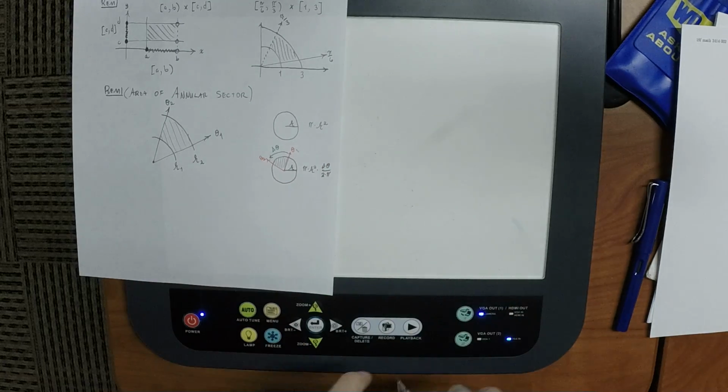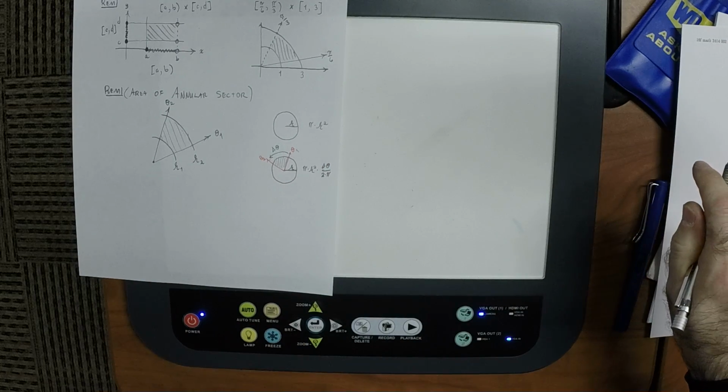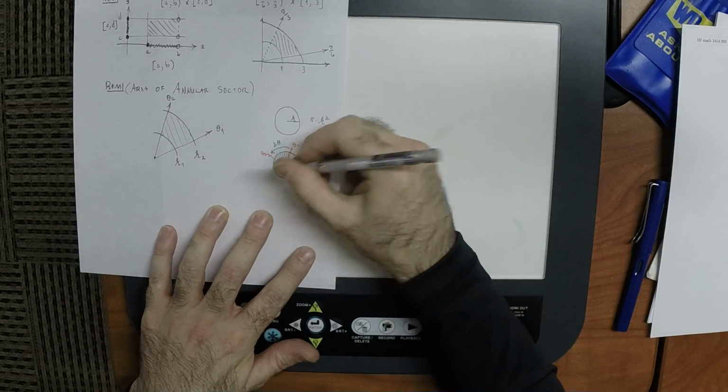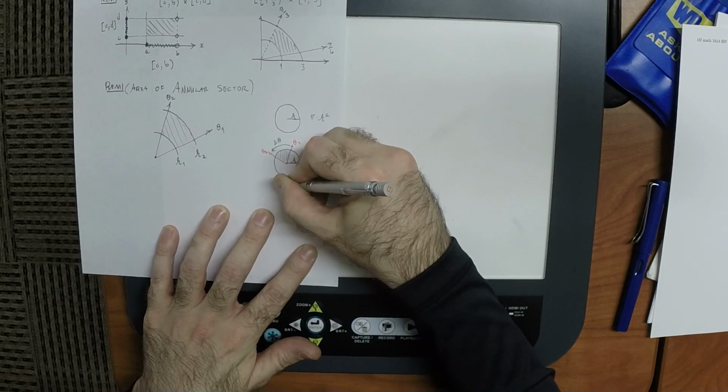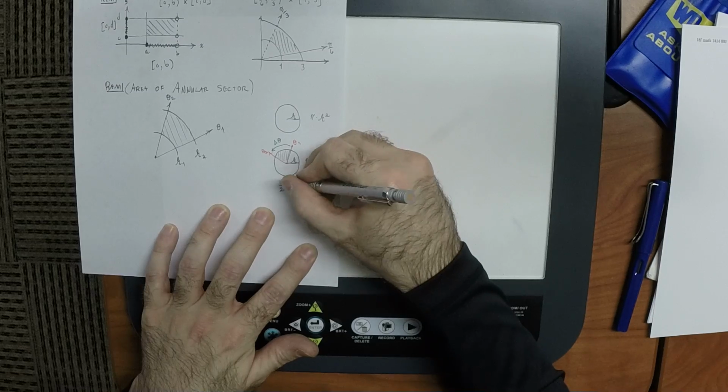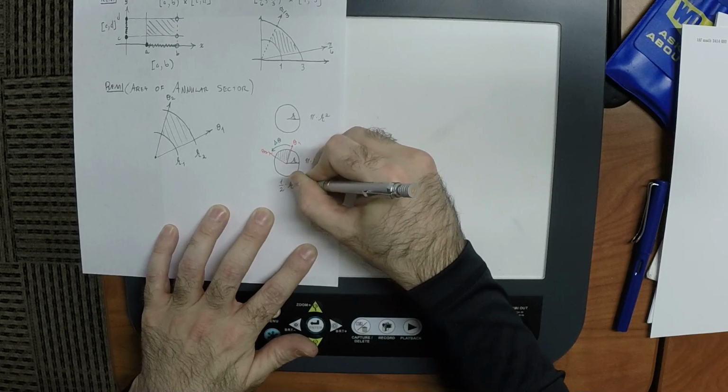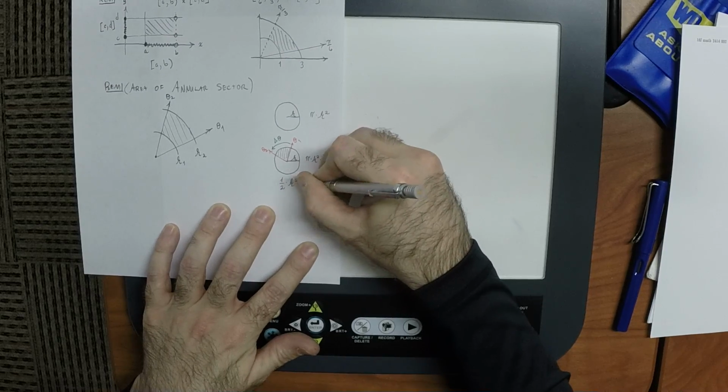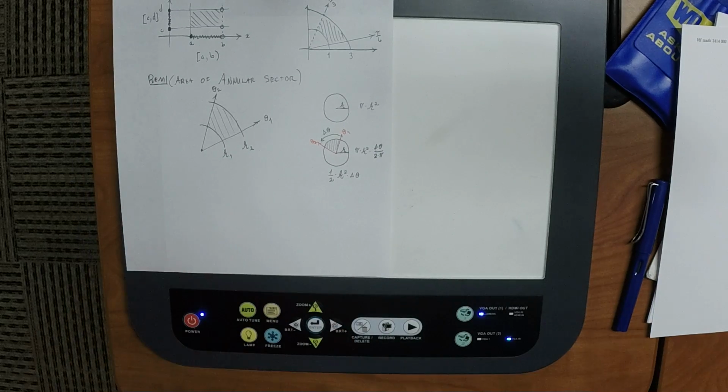Okay, so do you observe that the pi's cancel? So we could write that this, in fact, is half r squared delta theta. So that's the area of that.